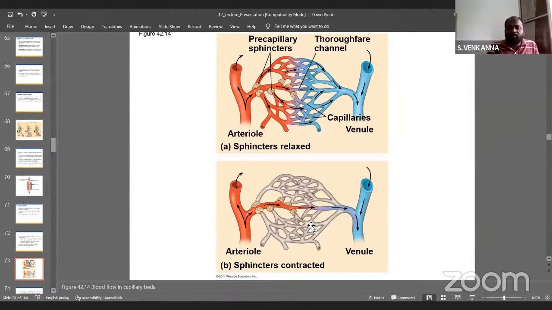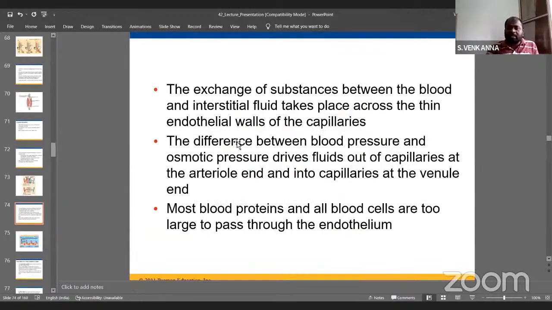This is the relaxed movement. This is the contracted movement. This is the difference between the two images here. Then the exchange of substances between the blood and interstitial fluid takes place across the thin endothelial walls of the capillaries. The differences between blood pressure and osmotic pressure drive fluid out of capillaries at the arteriole end and into capillaries at the venule end.